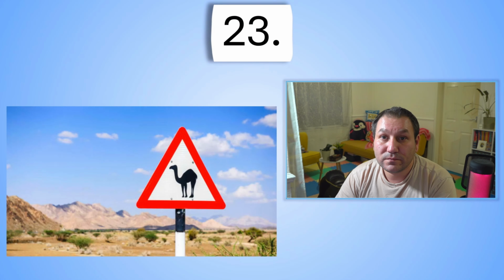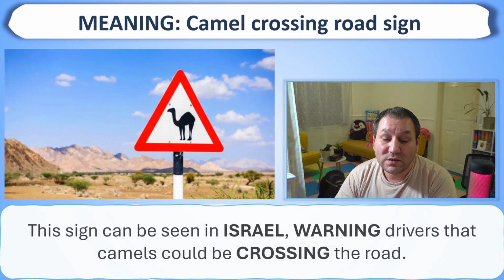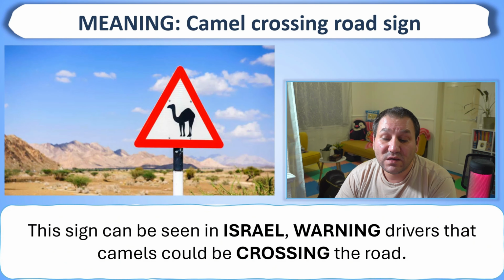23. Meaning camel crossing road sign. This sign can be seen in Israel, warning drivers that camels could be crossing the road.